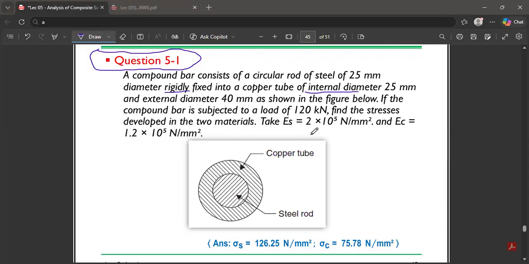It means that the copper tube is the hollow one. Do you understand me? So this can be the copper tube as you are seeing over here. It's just a hollow copper tube.